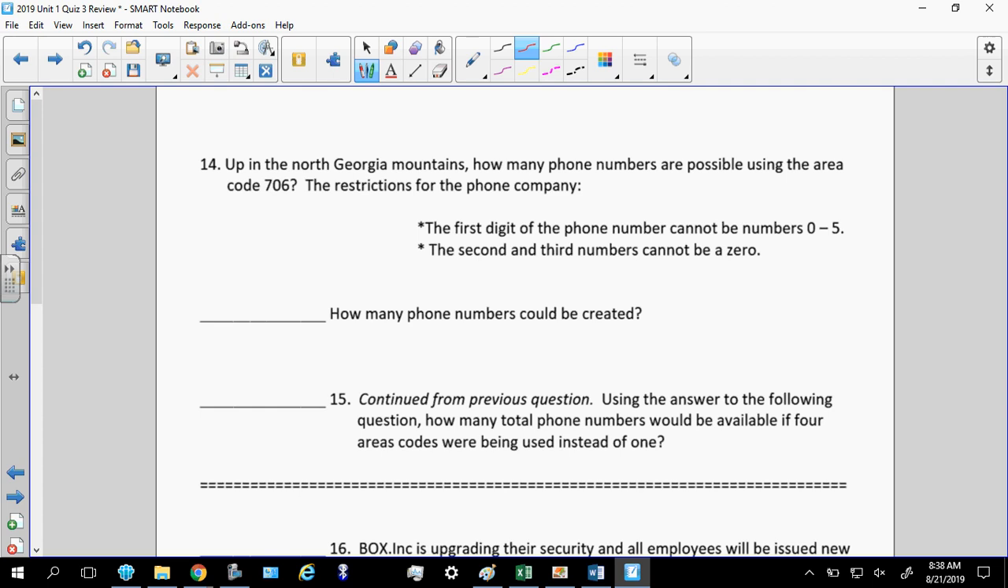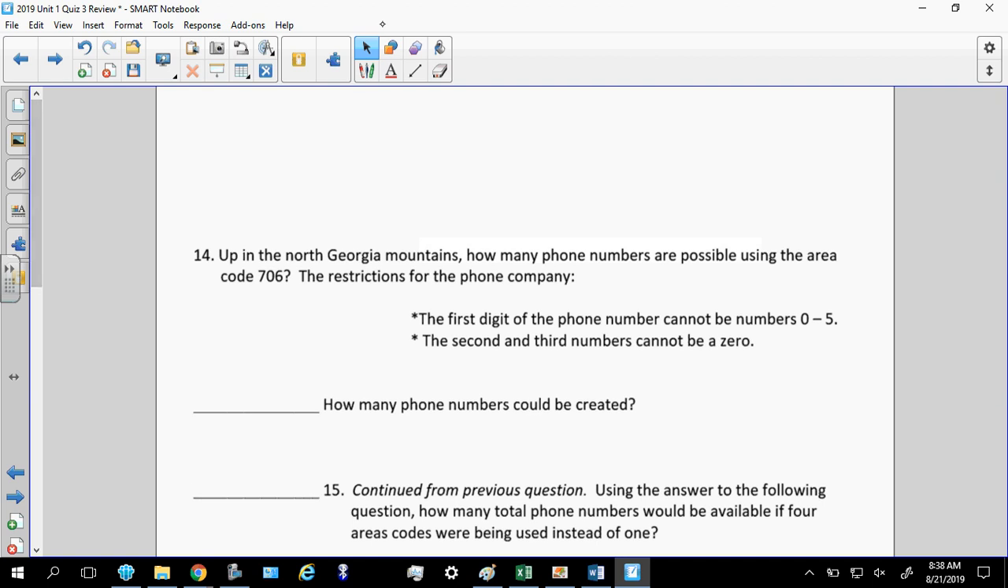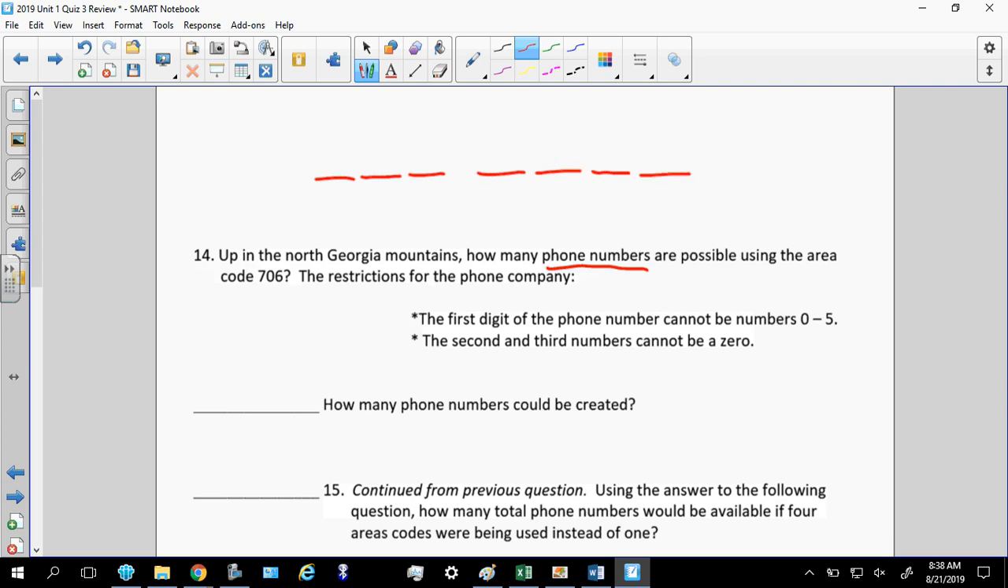All right, last page. Up in the North Georgia mountains, how many phone numbers are possible using the area code 706? Now, if you remember, phone numbers have 7 blanks: 1, 2, 3, 4, 5, 6, 7. It says the first digit cannot be 0 through 5, so that means it's a 6 through 9 situation: 6, 7, 8, 9, so 4.